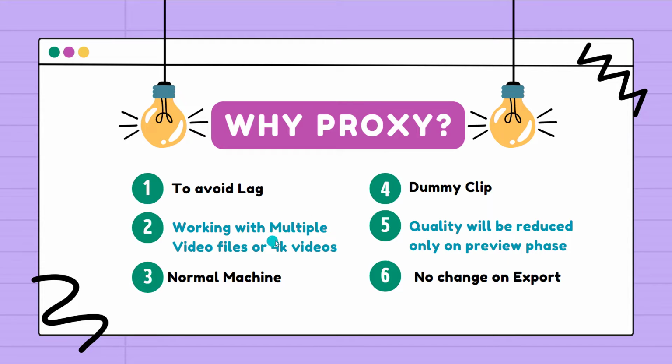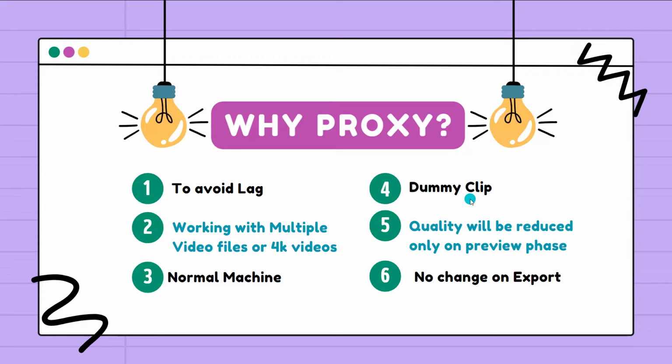Second is working with multiple video files. Suppose you have multiple video files and you are merging them or doing multiple tasks with those videos, or you have 4K videos, which are huge in size. Then it may lag. Another use case is when you have a normal-end machine without any GPU. Even if you have a GPU, we usually create proxies to avoid any lagginess.